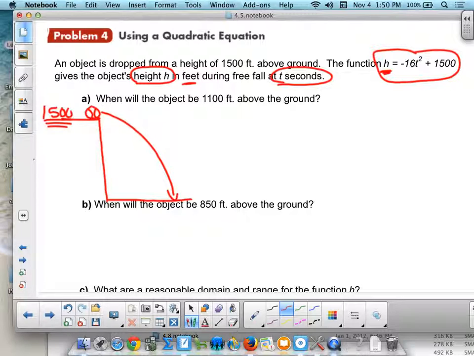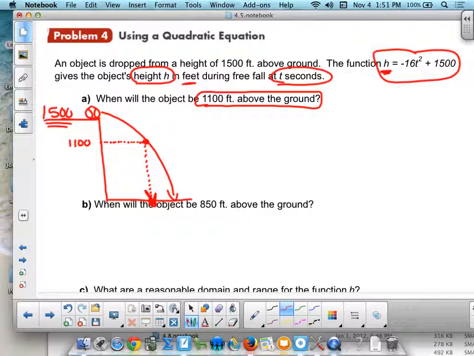When will the object be 1,100 feet above the ground? Well, guys, if this is 1,500, wouldn't 1,100 be somewhere around here? When is the ball right there? Isn't that the answer? Is that 1 second, 2 seconds, 3 seconds? What is it? Well, I don't expect you to know.